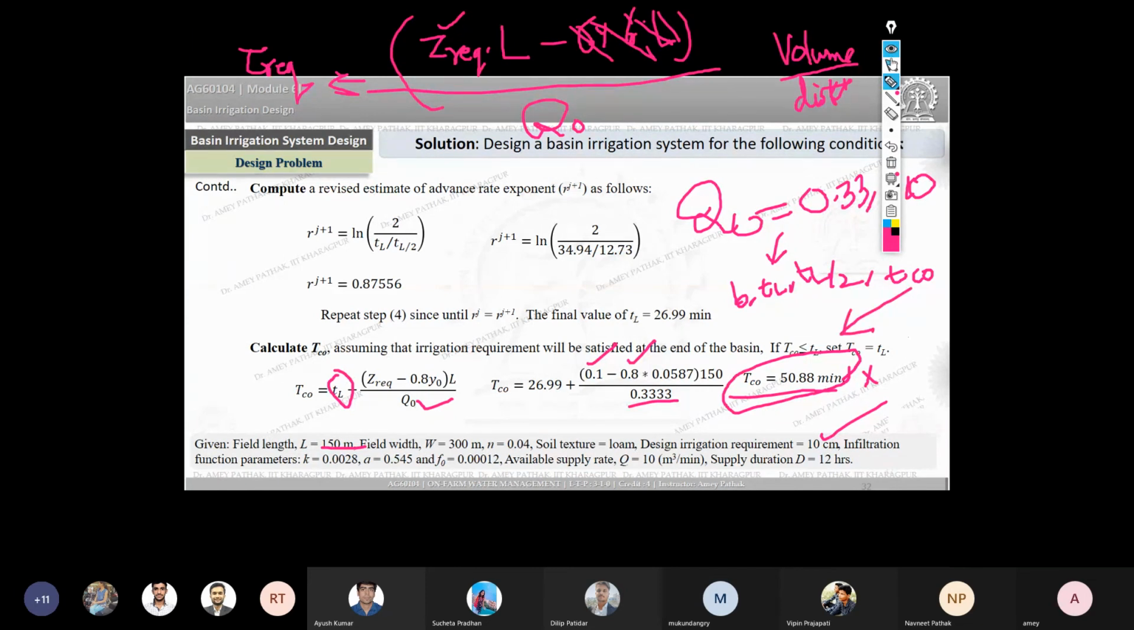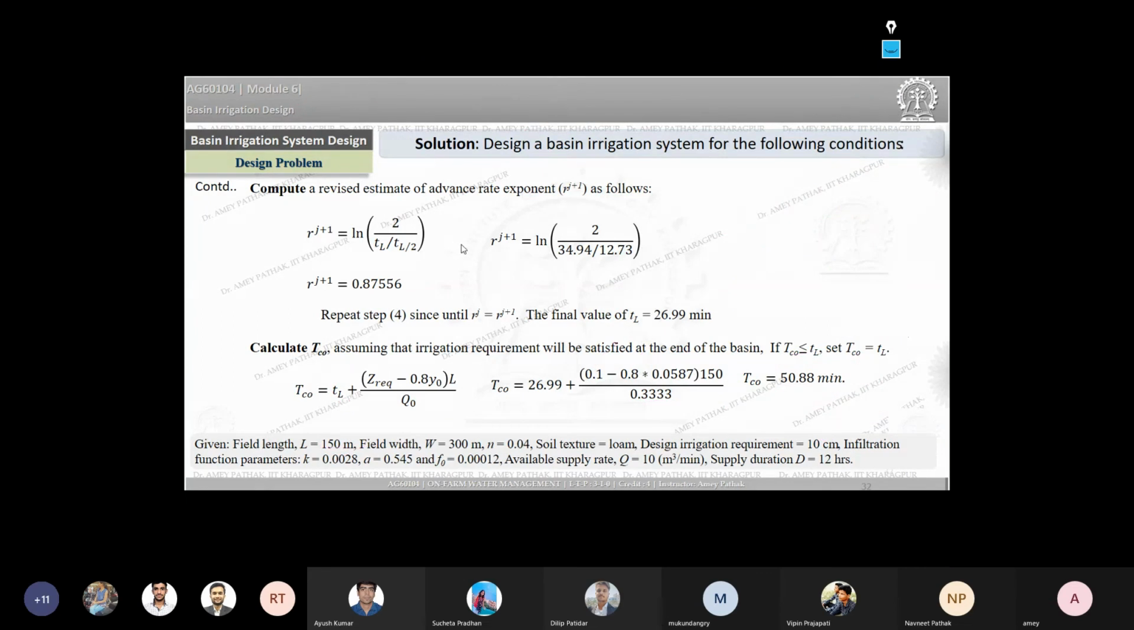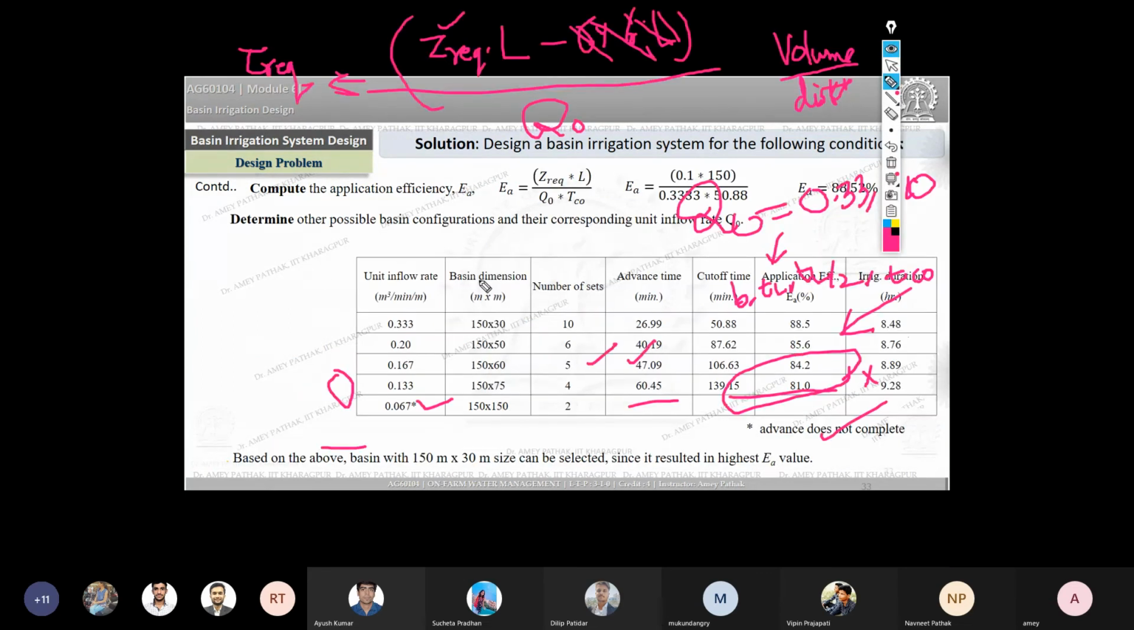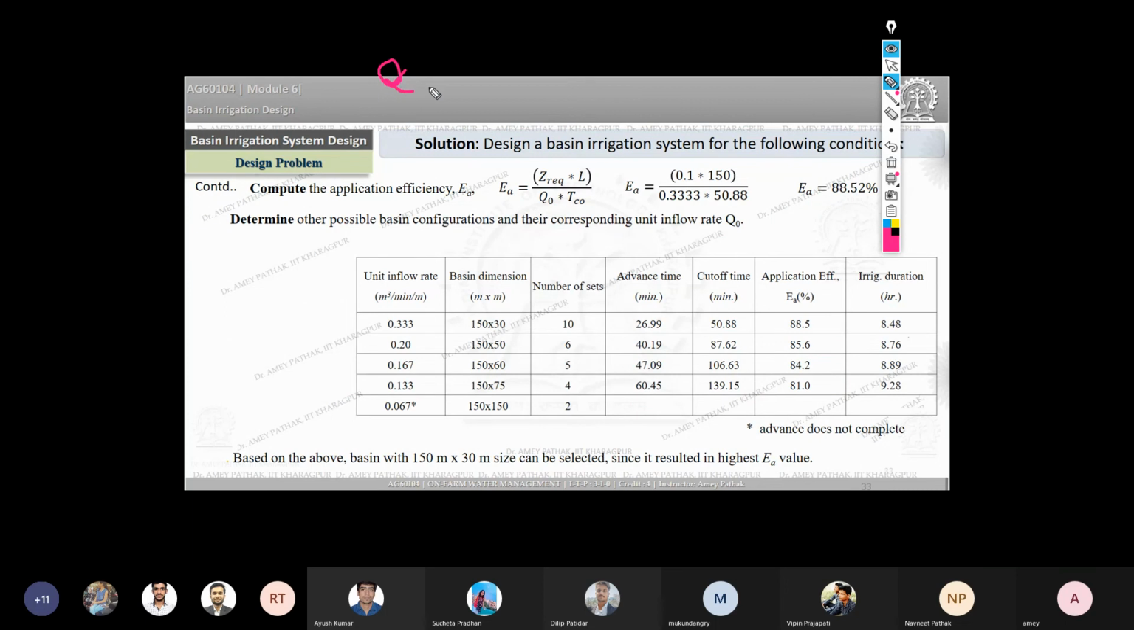Now we have to calculate the efficiency of this combination. Application efficiency can be calculated. This is your input: we have supplied Q naught amount of discharge for the time of cutoff, so this is your volume. Out of this input volume, what is the output volume that we have achieved? That will give you the efficiency.